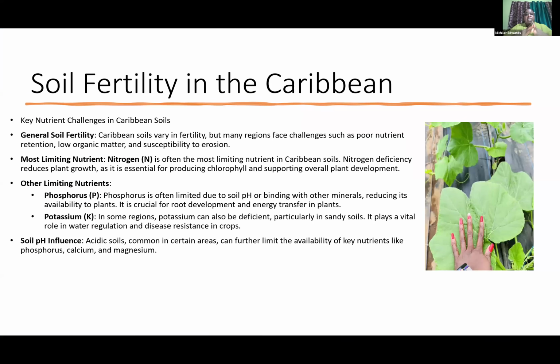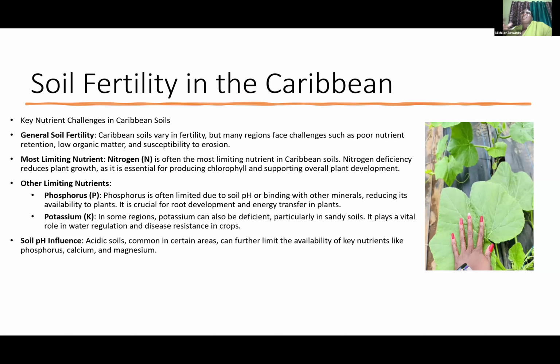So soil fertility in the Caribbean, right? General soil fertility, the Caribbean soils vary in fertility, but many regions face challenges such as poor nutrient retention, right? Because of maybe this type of soil, right? So the nutrients leach out rapidly. There's no organic matter. And when I normally talk about organic matter, folks be like, me ain't going to shovel no animal dung to add in my field.